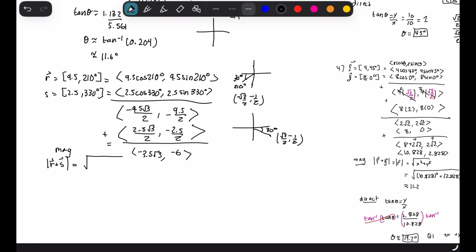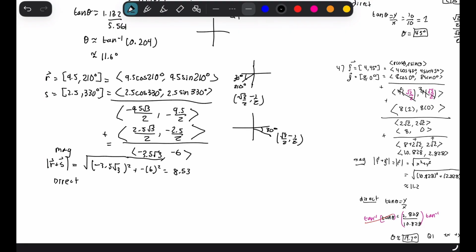The magnitude is the square root of negative 3.5 plus negative 6 squared, which is approximately 8.53.